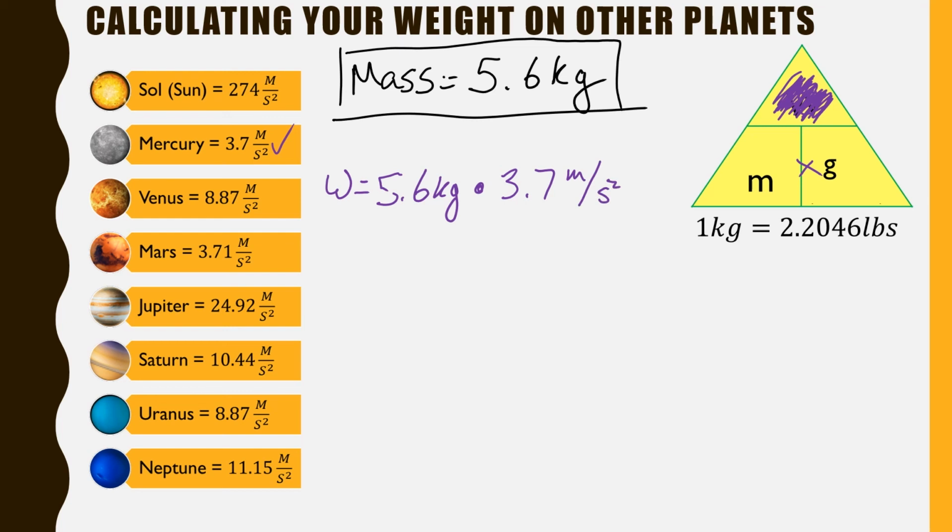And so my weight would be 20.72 newtons. And we're going to convert this back into pounds, just for fun. Originally we divided that number by 2.2046, so this time we'll multiply it by 2.2046. And so on Mercury, this person's weight would be 45.6 pounds.